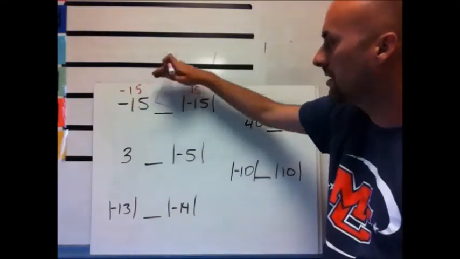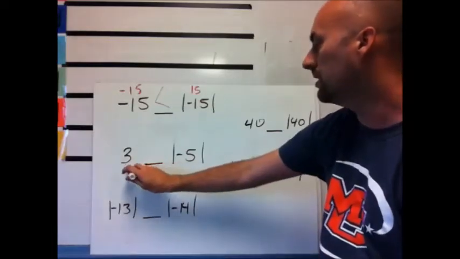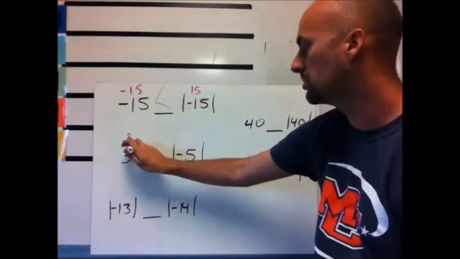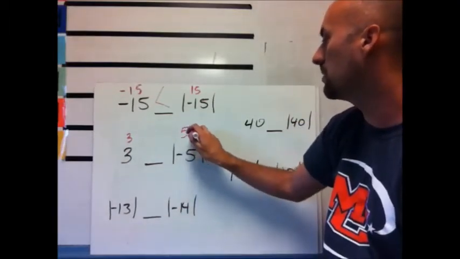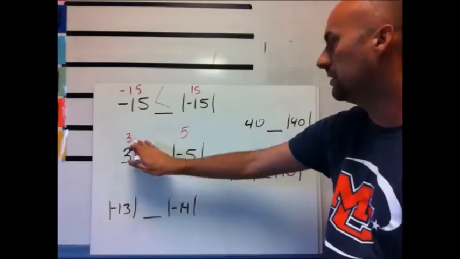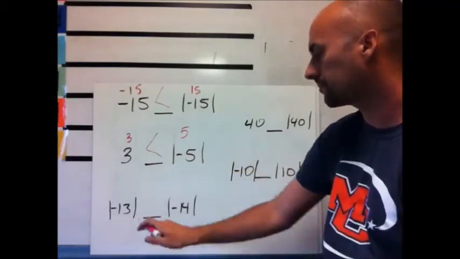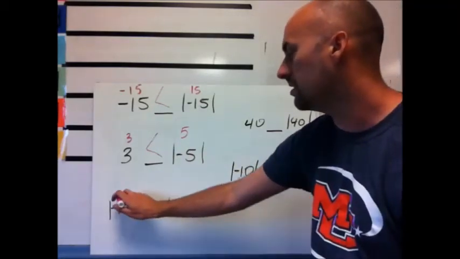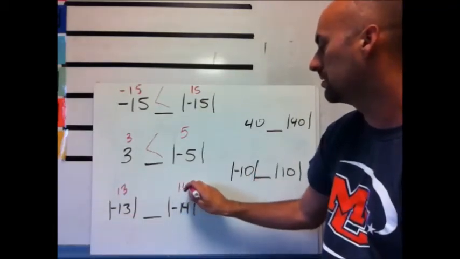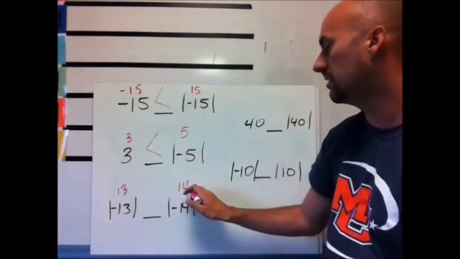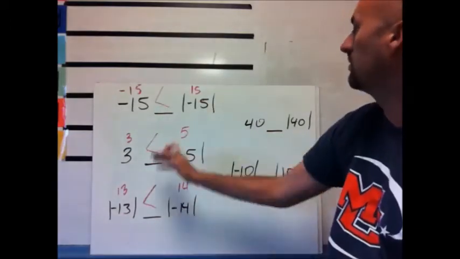Okay, notice how I'm rewriting the values above so I can, again, visualize what I'm talking about here. So 3, there's no absolute value signs there, so I'm just talking about the number 3. The absolute value of -5, well, absolute value is always positive, so that's really 5. So is 3 less than 5 or is 3 greater than 5? 3 is less than 5. The absolute value of -13 is 13. The absolute value of -14 is 14. Is 13 less than 14 or is 13 greater than 14? And it's less than. Apparently all of these are less than.